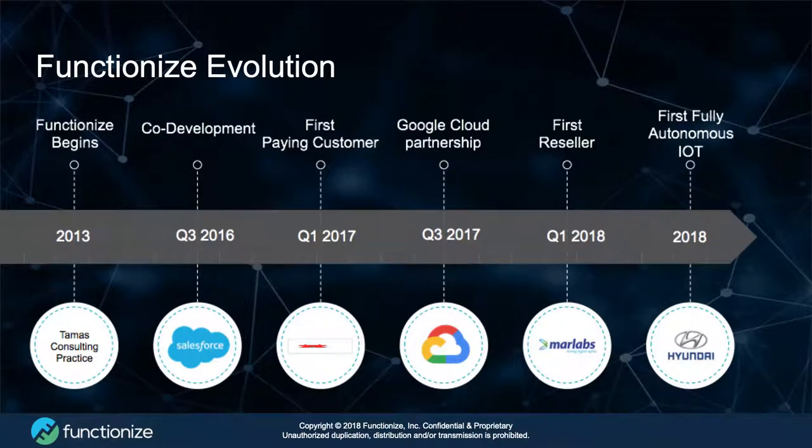So just a brief overview of the company, Functionize. The company started a while ago. The founder, Tomas, had a consulting practice in which he was doing a lot of software development. And he realized that software testing was a large pain point for him in developing software. So he decided to start the company. One of our first customers was Salesforce. We started to work with them in 2016. Then we got our first paying customer in 2017. We have a partnership with Google also in 2017. And now in 2018, we've grown significantly. We work with Mar Labs, and we're also doing some work in the IoT space with Hyundai, testing a lot of their software that goes into the cars.